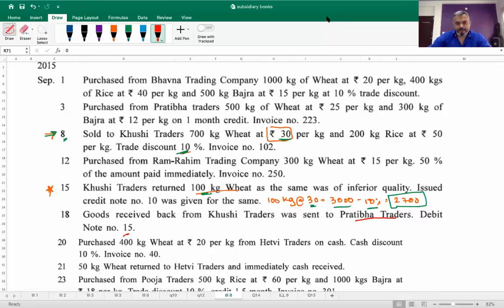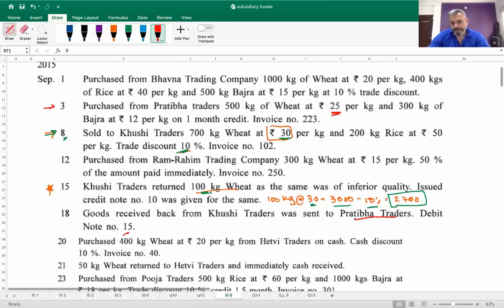Pratibha Traders is purchase. On the third, we bought 100 kg wheat at the rate of ₹25. No trade discount. Is this clear? So here, 25 is the rate at which we had purchased. Now we are giving it back to Pratibha Traders.